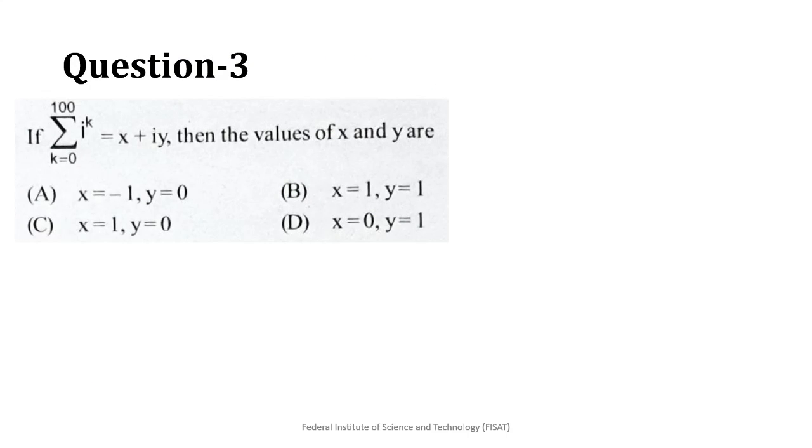This is a very simple question. Sigma k equal to 0 to 100 i raised to k equals x plus iy. You have to find x and y, so you have to open up this sigma.